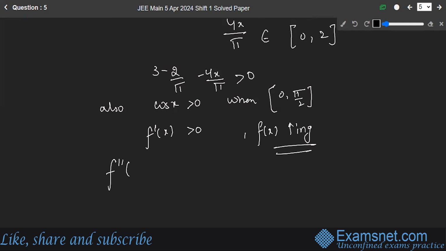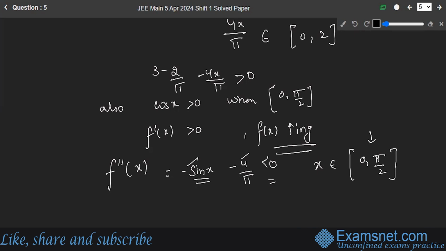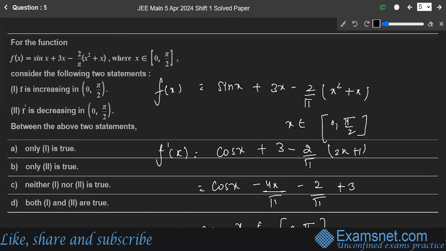Now let's go for the second derivative. This was sin x, for that cos x. Cos x derivative gives minus sin x minus 4 upon pi. Now this is less than 0 because x belongs to this interval, same thing, in the first quadrant. Sin is positive, so this gives you a negative value, and this is also a negative value. So this is going to give you a negative value. That means your f(x) is a decreasing function. So both the statements 1 and 2 are true.